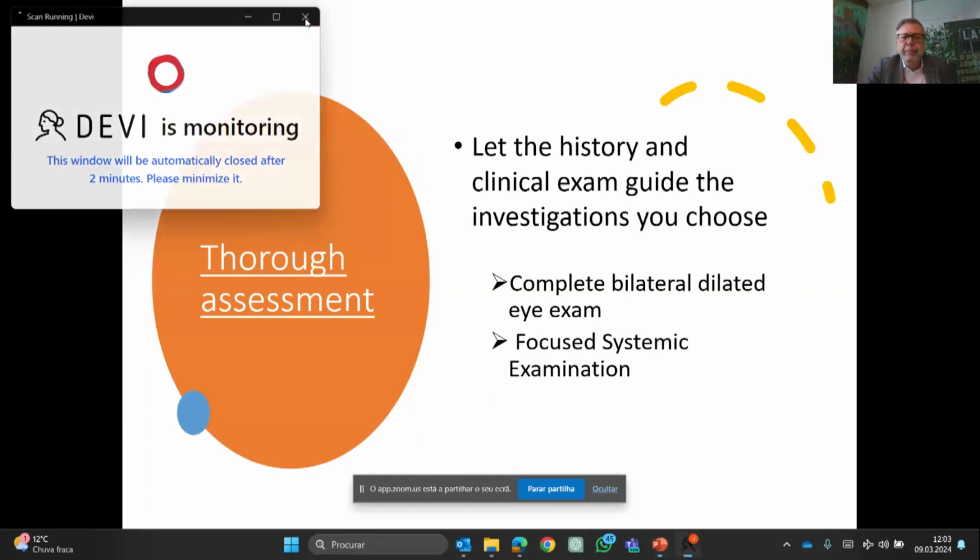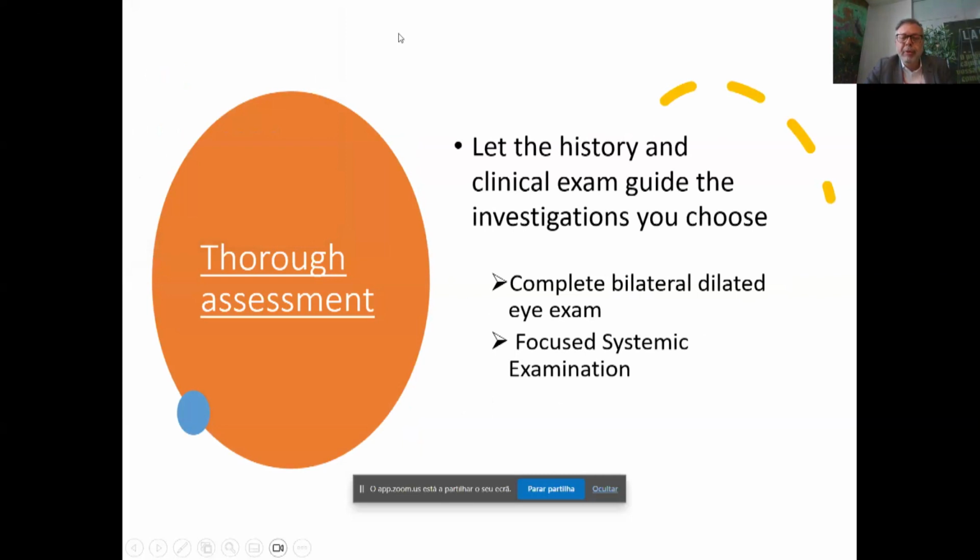So the one point about this history, I think in ophthalmology, sometimes you underestimate the value of history. So the history and your clinical examination will guide you into what investigations you end up choosing. So a complete eye examination again, and then look at the systemic aspect of the patient.